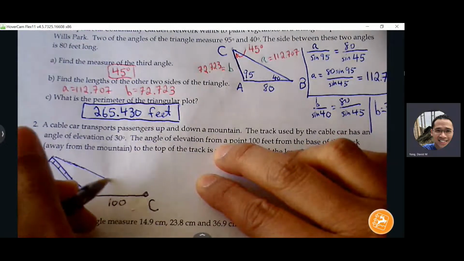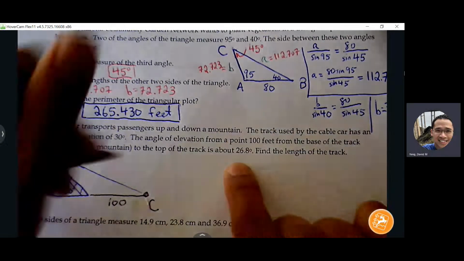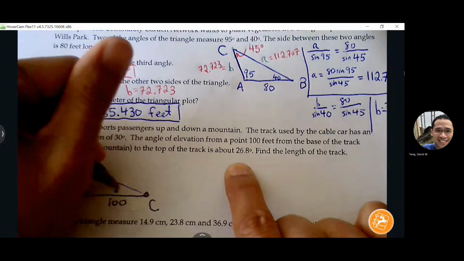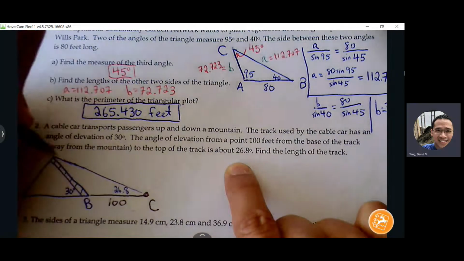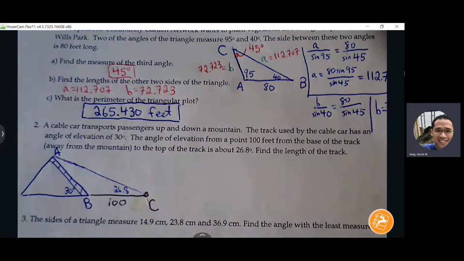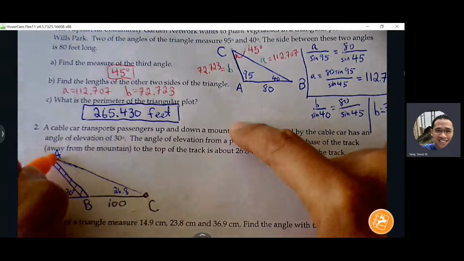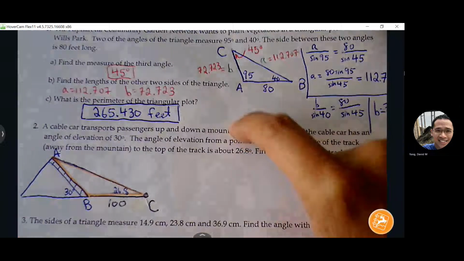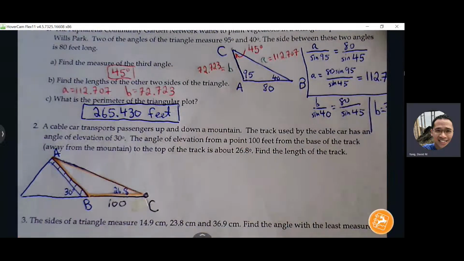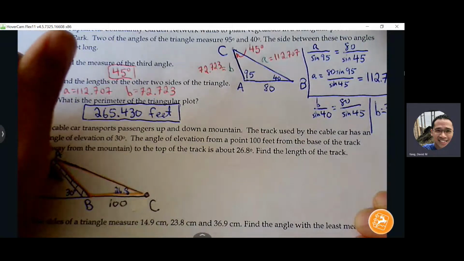So this is the triangle we're dealing with here. It's 26.8. I'll call this angle B and angle A. So I'm focusing on this new triangle now, not the triangle with a mountain, but the triangle from a point. Find the length of the track. So we need to find, I'll call this side C here.